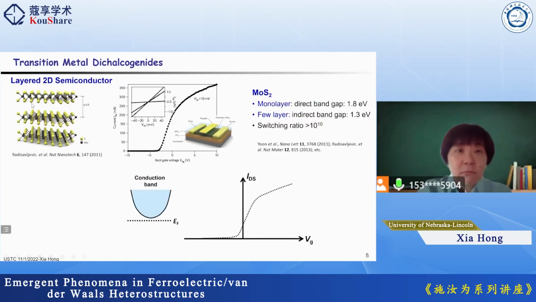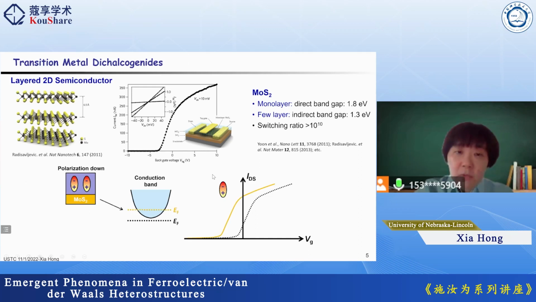Molybdenum disulfide is a layered 2D semiconductor. In the monolayer limit, it has a direct band gap of 1.8 eV. If you fabricate it into a field effect structure using a dielectric gate, such as hafnium oxide or silicon dioxide, you can basically use gate voltage to tune the Fermi level and change the channel current. Previously, a switching current ratio of 10^8 has been achieved.